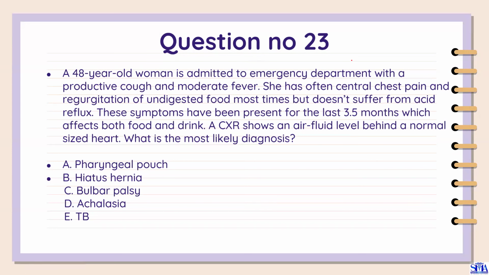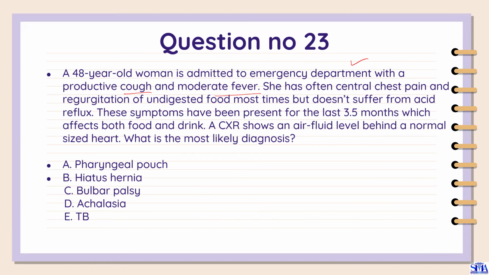A 48-year-old man admitted to the emergency department with protracted cough and moderate fever. In this case, we have fever, interesting. But they do have central chest pain and regurgitation of undigested food particles most of the time, but does not suffer from any acid reflux. If he does not suffer from any acid reflux, maybe you are not thinking about GIT or hiatus hernia. Symptoms have been present for the last 3.5 months and now affect food and drink. Chest X-ray is showing an air-fluid level with a normal heart size. Interesting. What is the likely diagnosis?